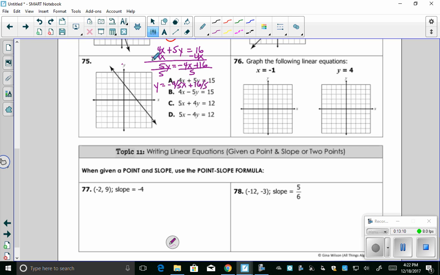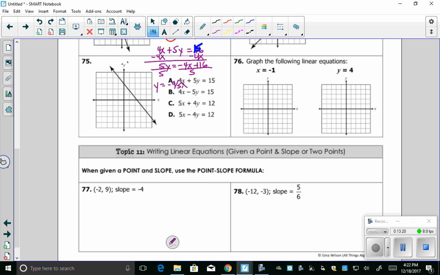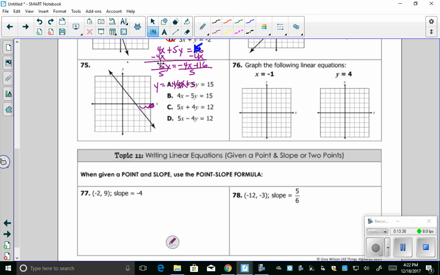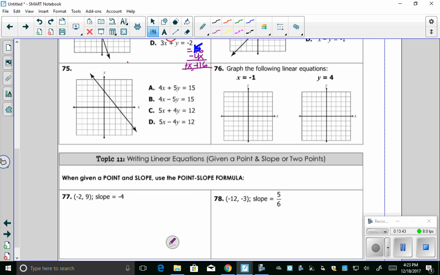I'm so sorry. That 16 should be a 15. And so because that's a 15, 15 divided by 5 is a plus 3. So, yes, it's a plus 3, and the slope is negative 4 over 5. So I went down 4, right 5, so my point should be here. Well, A doesn't work. So let's try B.